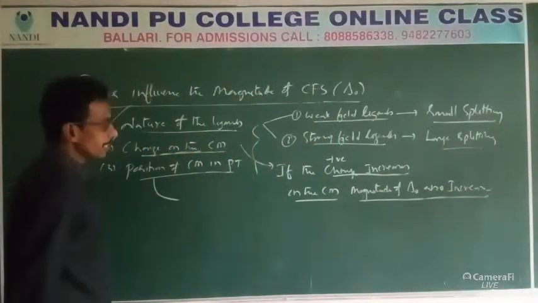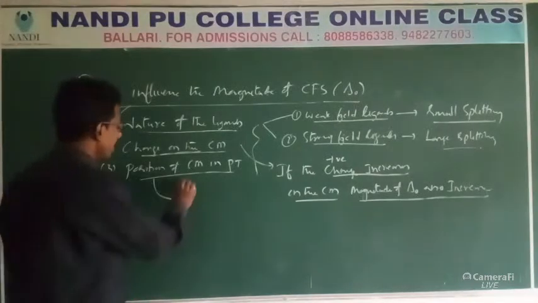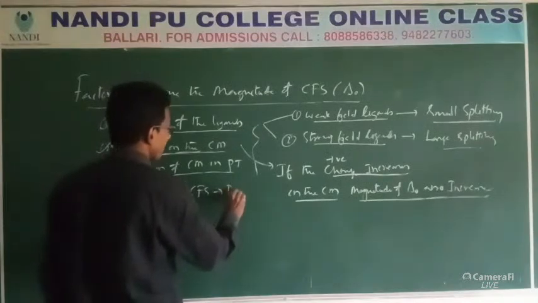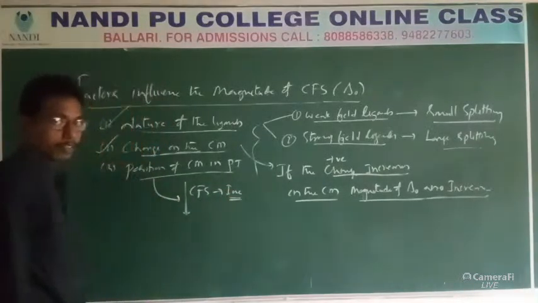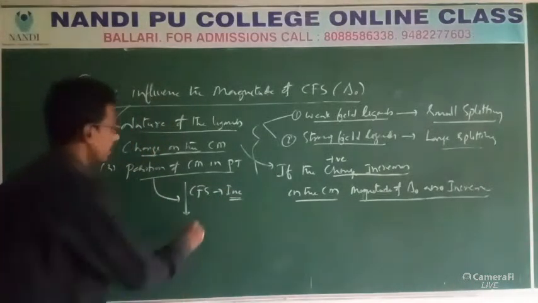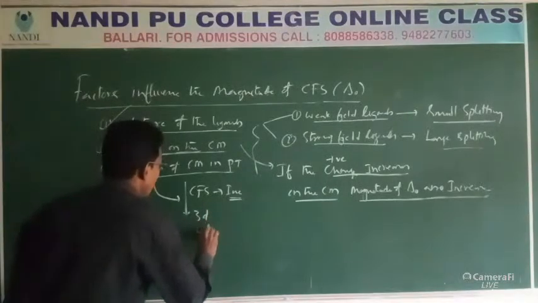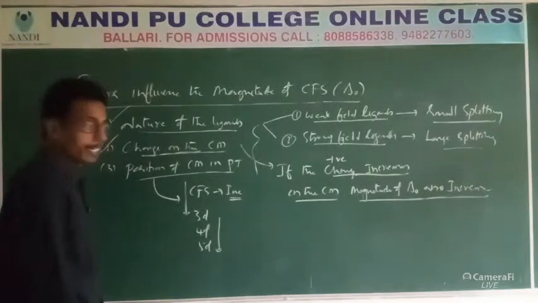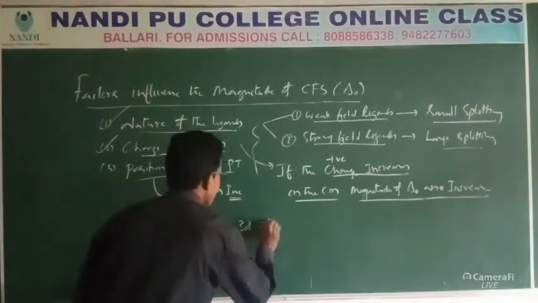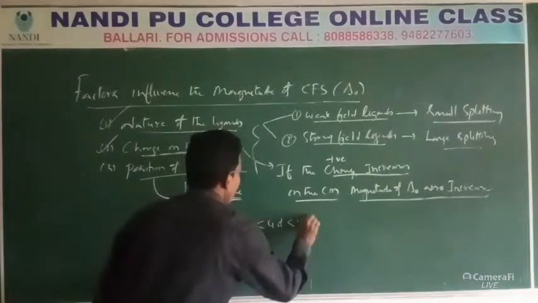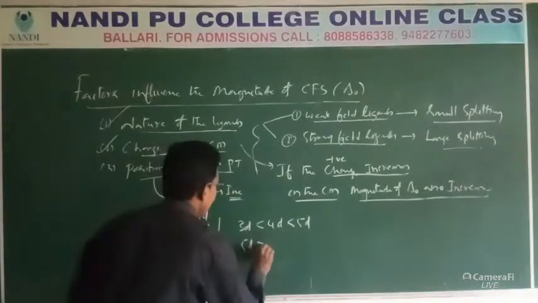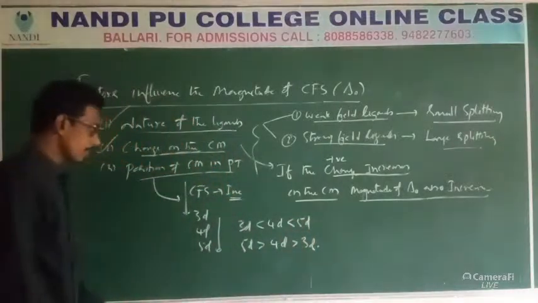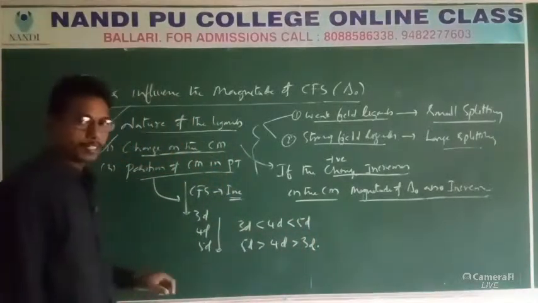Third, position of the central metal in the periodic table. Generally, down the group, CFS increases. Down the group, CFS increases. For example, see 3D, 4D, 5D. What is the order of extent of splitting? 3D less than 4D less than 5D, or 5D greater than 4D greater than 3D. So note down, children, position.